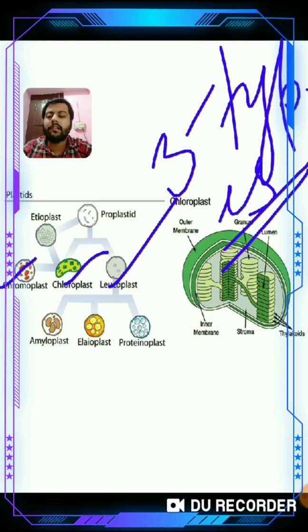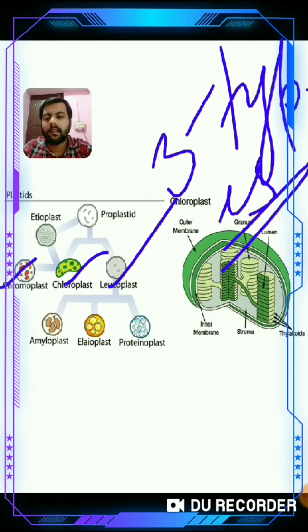Now the second one is chromoplast. Other than green, all the colors are included inside chromoplast only, which helps to give different colors to different parts. It is also present in many flowers, which attract insects and help in pollination.